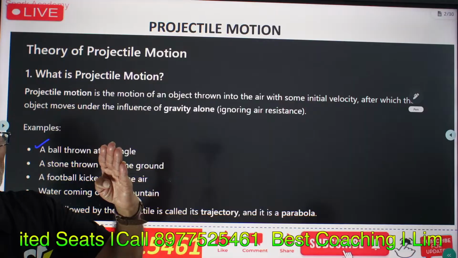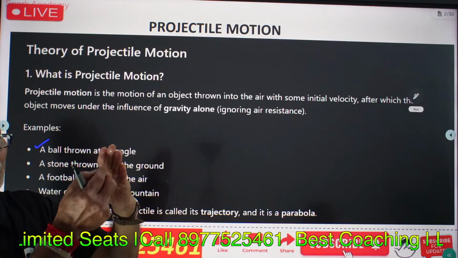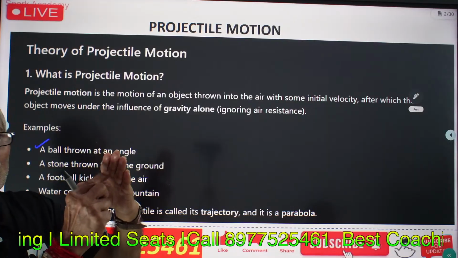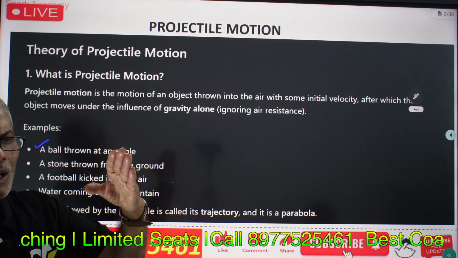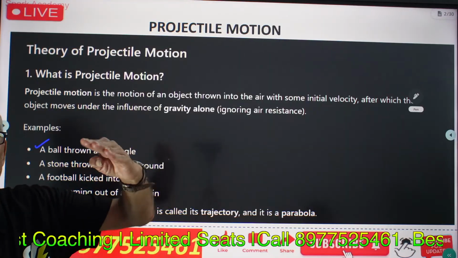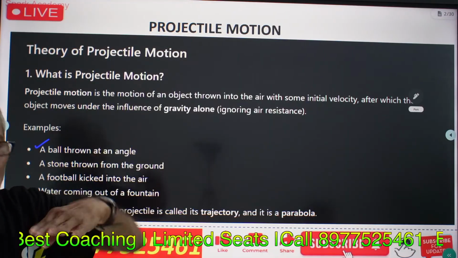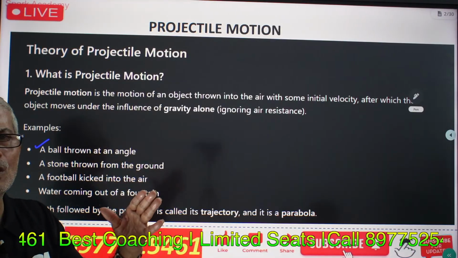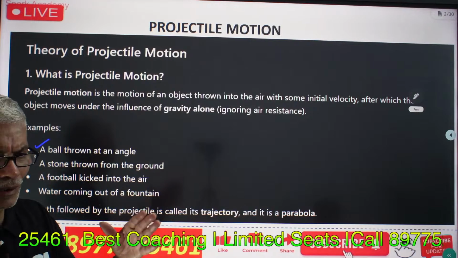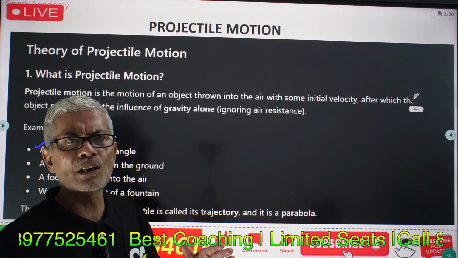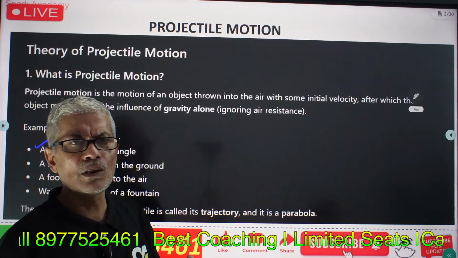Are you following? So when gravity is acting on the velocity of that motion, what will happen? It will move in a curvilinear motion, in a parabolic fashion. So you need to find out the maximum height reached, and at what particular point it strikes the ground. All those things you have to find out.